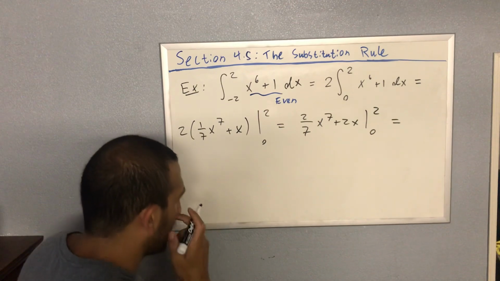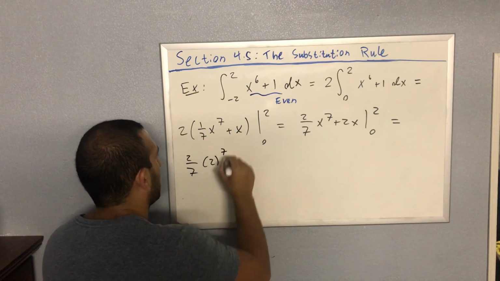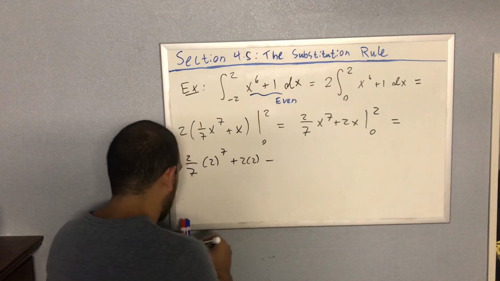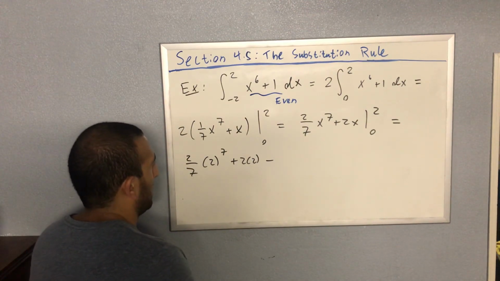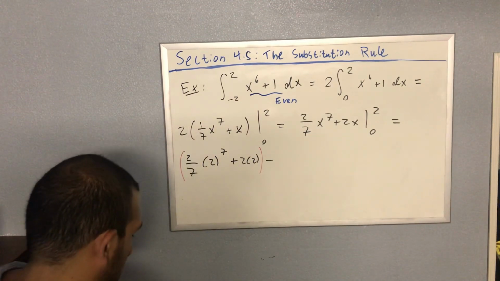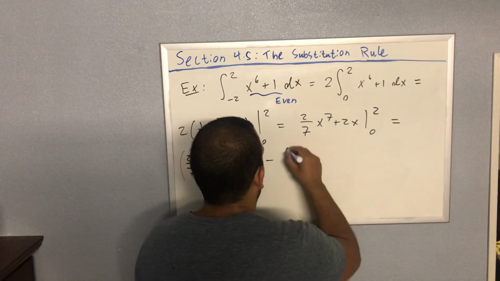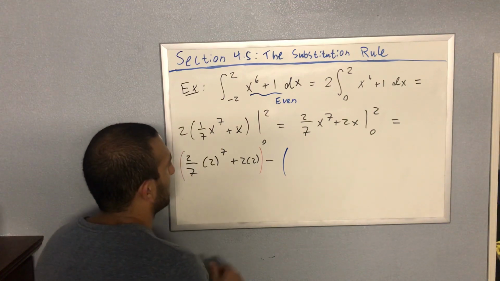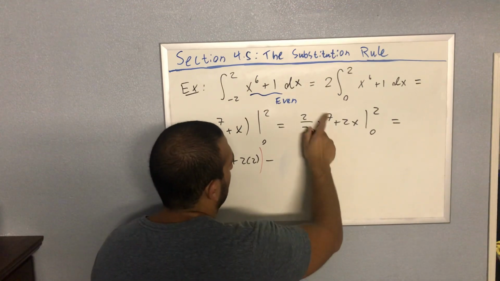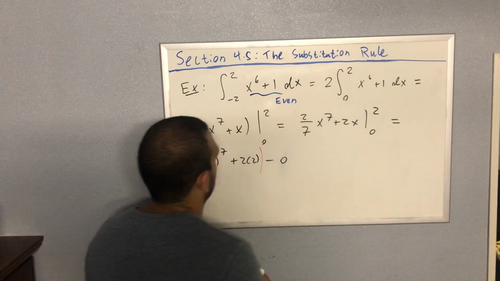Okay? And then this is 2/7 times 2 to the 7th power plus 2 times 2, that's one entire quantity, minus, now stick 0 into this. Well, you might pretty immediately see what's going to happen. Maybe I don't need to be that careful. If you stick 0 in here, this goes to 0, that goes to 0. So you get minus 0, effectively.